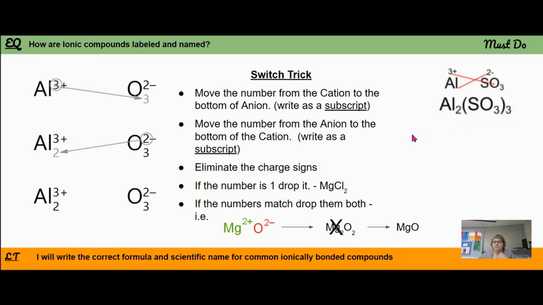Okay? So now you should be able to correctly write ionic compound formulas using either the number method, like putting them together to make a complete compound, or you should be able to use the switch trick.